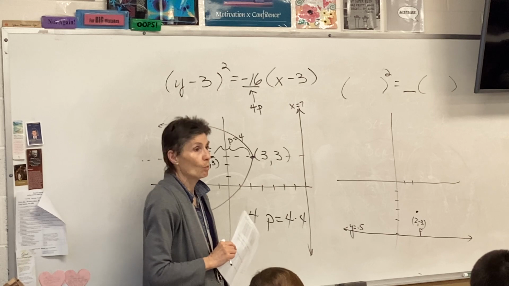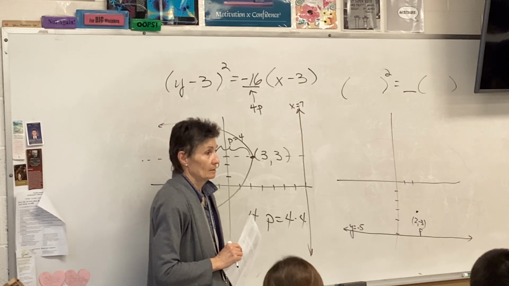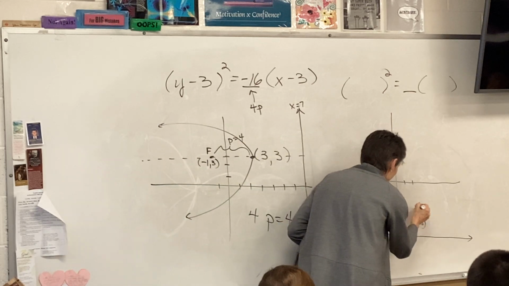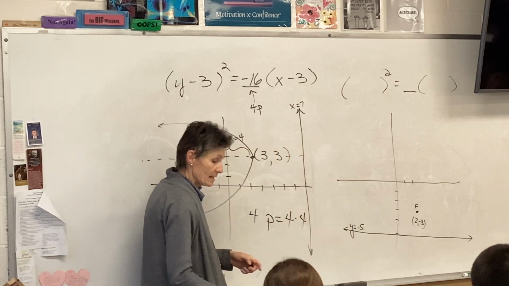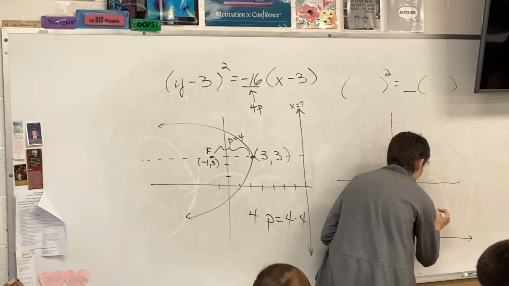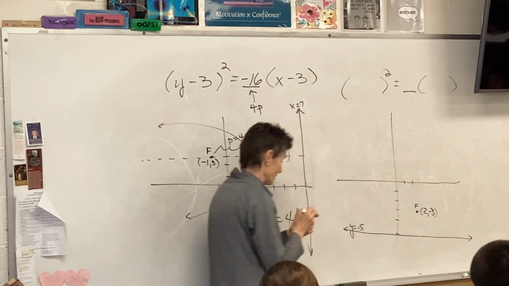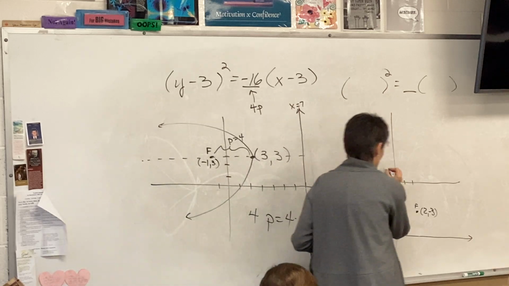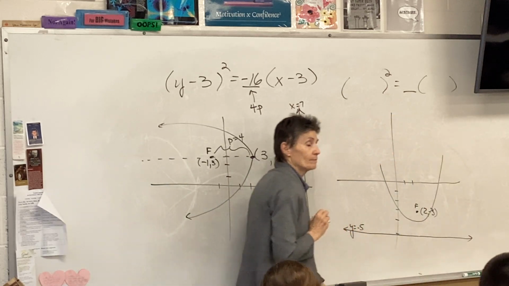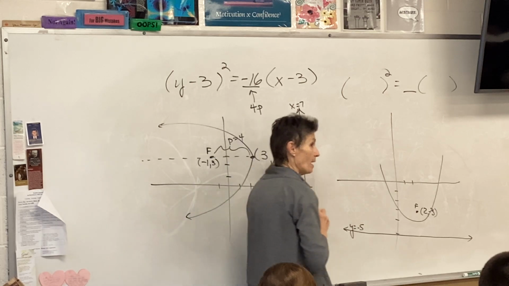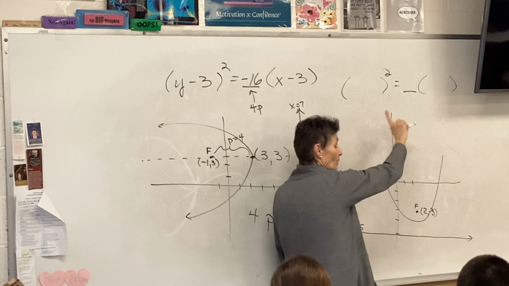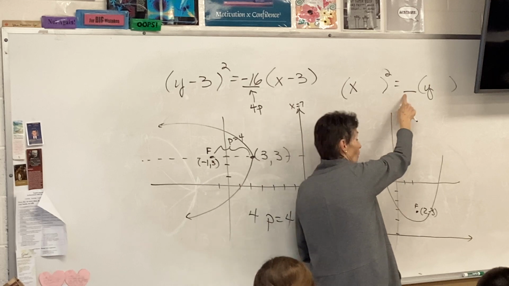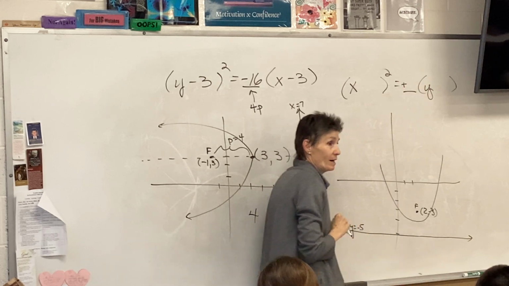Y equals crosses the y-axis at -5. Okay, so this was my focus, this is my directrix. Can anybody tell me which way this parabola opens? Up. Can everybody see this one opens up? And because it opens up, I know some things about my equation. What do I know? X is squared, and whatever that is will be positive.